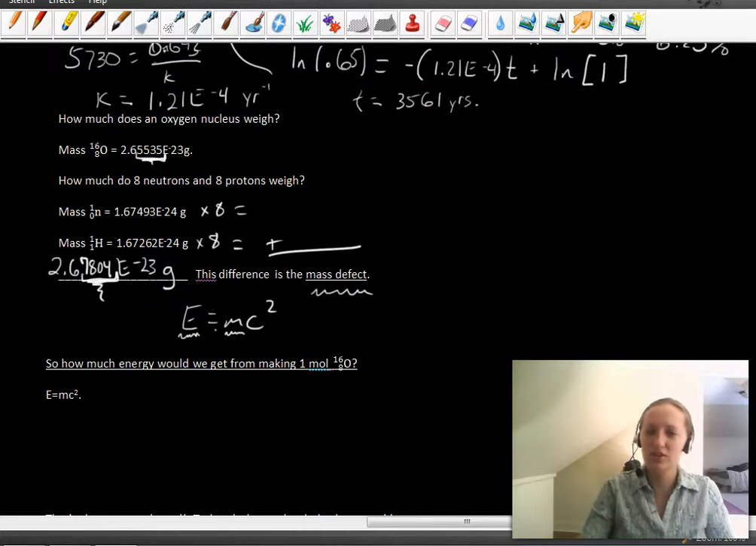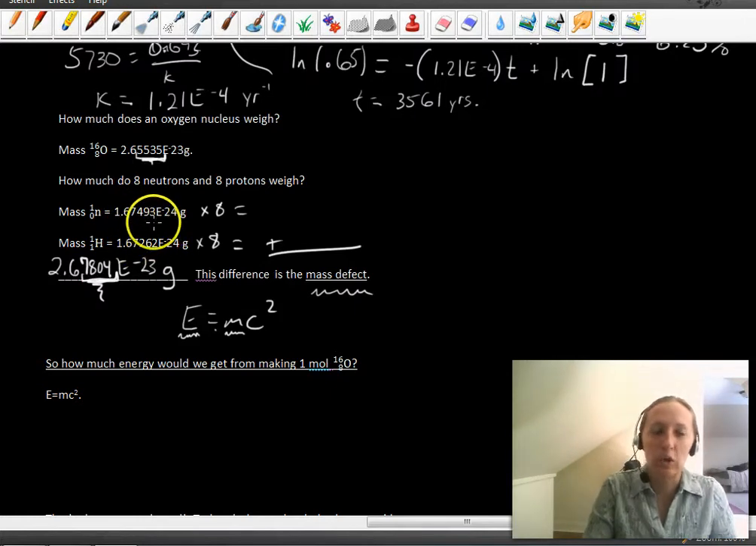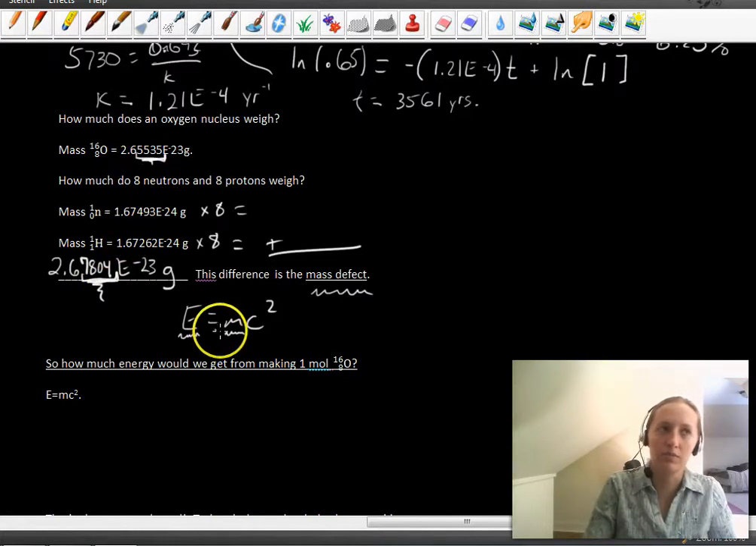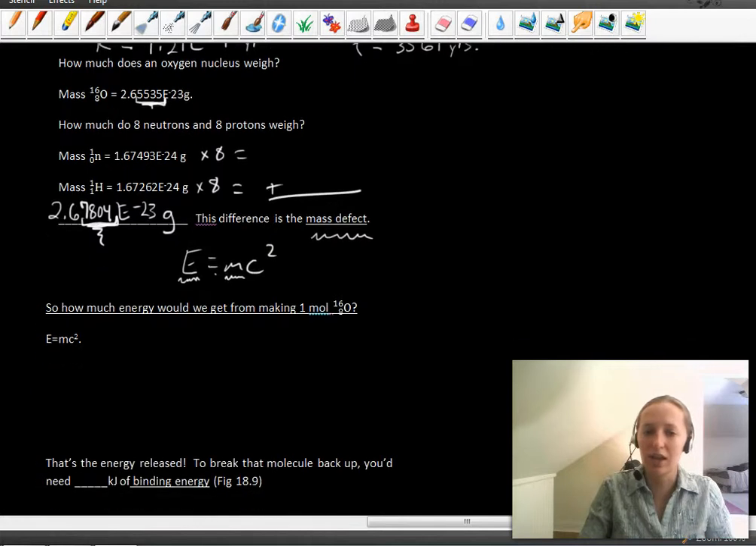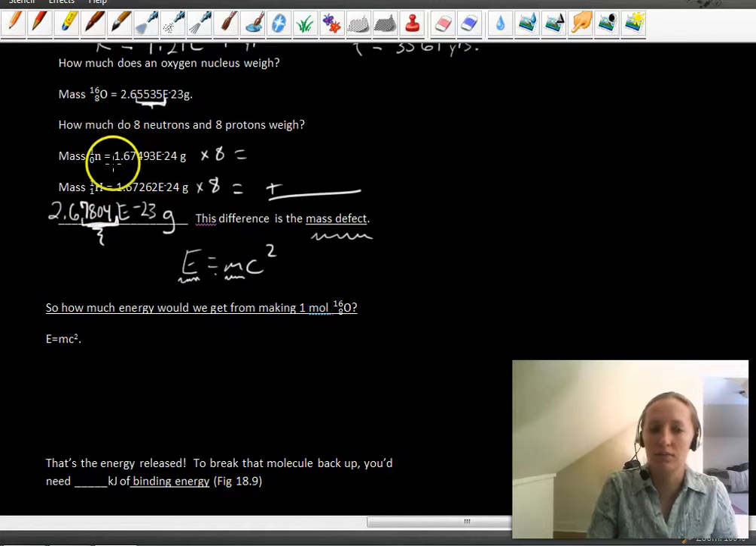The other thing that's interesting about this mass defect and what it implies is that if you are heavier when you're separated and lighter when you're together, if you take these particles and join them together into a nucleus, you lose mass. Mass is going out in the form of energy. And so what this is showing is that you get a lot of energy out of making nuclei. So you can actually get a lot of energy from making a mole of oxygen-16 from its constituent nuclear particles.